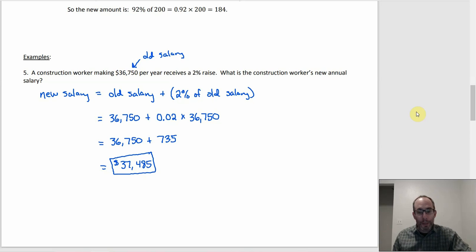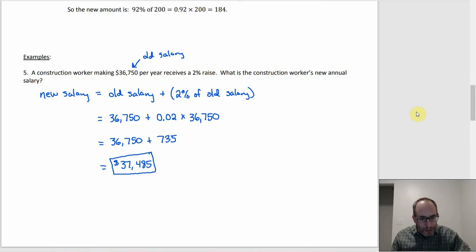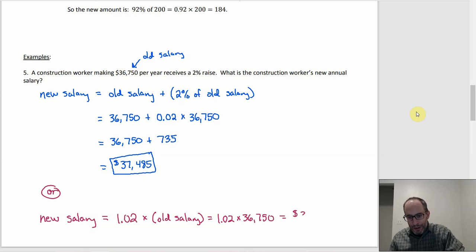And then the other way of doing this, so I guess I'll do this in a different color, just so it'll stick out. So the other way of doing it would be like the short way. If you said that the new salary, since there's a 2% increase, or the 2% raise, you could say, well, then this will be 1.02 times old salary. The old salary is the 36,750, so we'd have 1.02 times 36,750, and you will get the same thing. You'll get the 37,485.